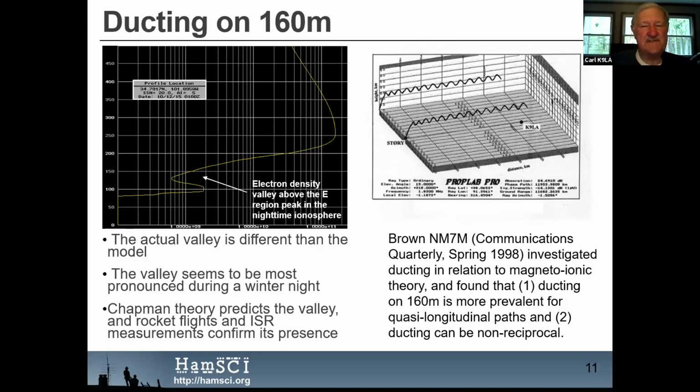Now, Brown NM7M investigated ducting in relation to magnetoionic theory. And he found that ducting on 160 is more prevalent for quasi-longitudinal paths. In other words, paths that are more aligned with the magnetic field as opposed to going across it. And that ducting can be non-reciprocal. In other words, you may enter the duct from one end of the path, but you may not be able to do that from the other end, and that could make the path very non-reciprocal. Interesting stuff, and a lot more that could be looked at too.